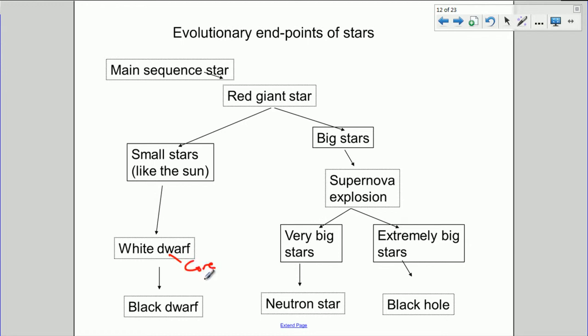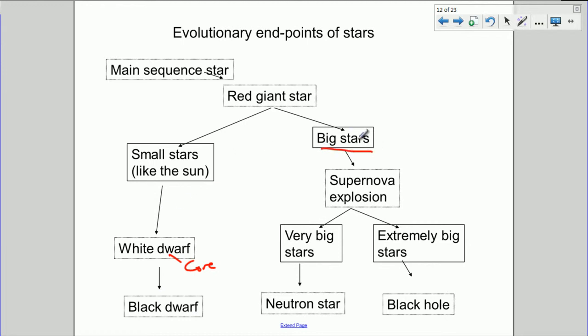Very hot, about 50 million Kelvin maybe, and that will just sit there in space and cool and cool and cool until eventually it becomes what we call a black dwarf. Now, the lifetimes of white dwarfs are longer than the age of the universe, so there aren't many black dwarfs around at the moment, but there are lots of white dwarfs which will eventually become black dwarfs. So that's not very dramatic.